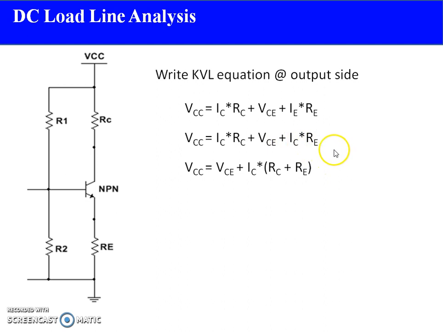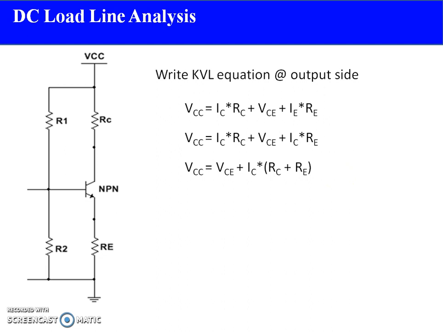Now, if I need to draw a load line, then the load line can be characterized by two points. One, you need to find the cutoff point, and the other, you need to find the saturation point. Now, at the cutoff point, the value of IC is 0.